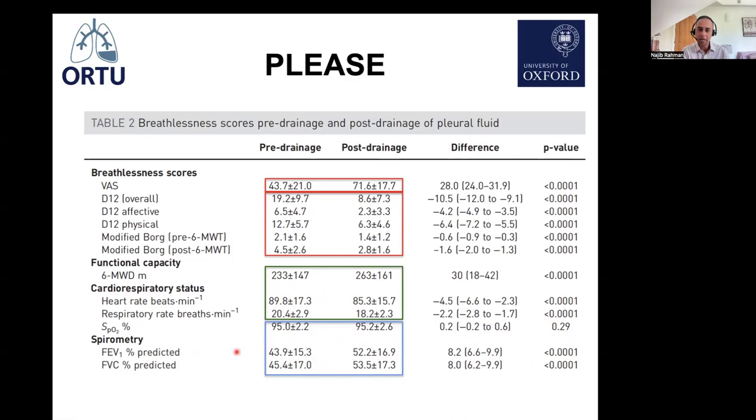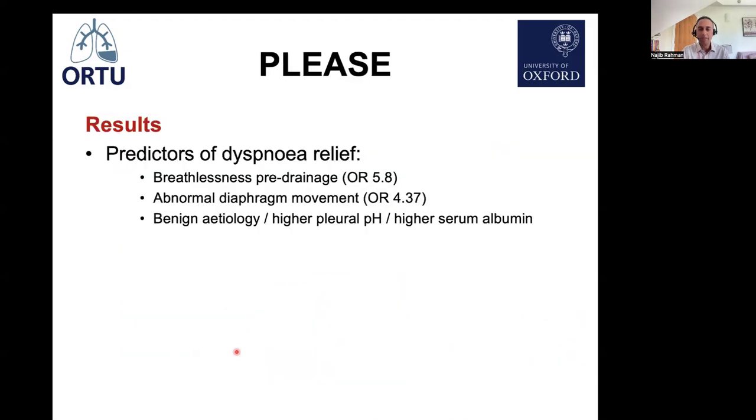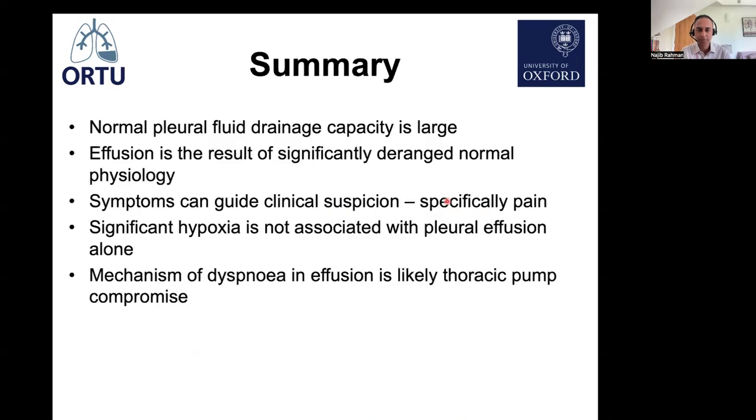So this study really demonstrates all of the features I was teaching you about why pleural effusion causes patients to be breathless. Within their study, they also looked at what predicts patients feeling better, and they showed that the more breathless you were before the procedure, the more you benefited. That makes sense. And then the diaphragm movement that we talked about, the inverted or paradoxical diaphragm movement, this was a very strong predictor of whether a patient felt better after the pleural aspiration.